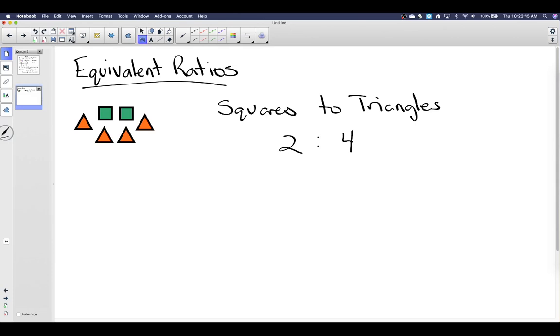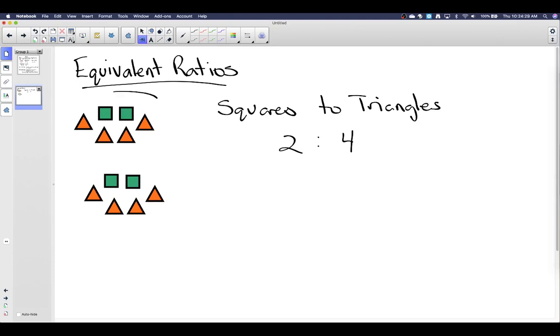What I want to do is find an equivalent ratio to this 2 to 4 ratio. The way I want to keep it equivalent is I need to make sure I have the same proportion. What this ratio tells me is every time I have 2 squares, I need to also have 4 triangles to keep that same proportion. So if I take these 2 squares and draw them again, I need to also take 4 triangles and add them again. Every time I add 2 squares, I must also add 4 triangles.